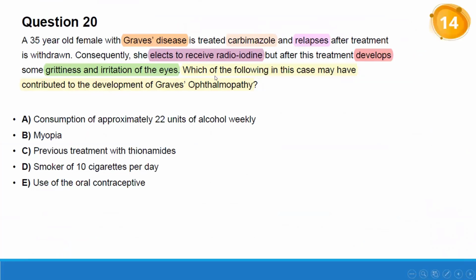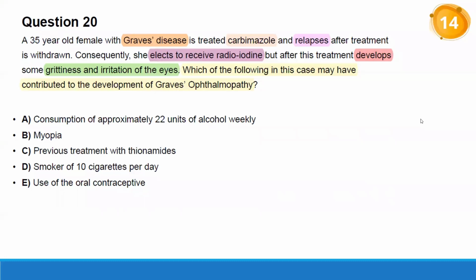And another question: which of the following in this case may have contributed to the development of Graves' orbitopathy? A patient presented with Graves' disease, treated with carbimazole, with relapse, and elected to receive radioactive iodine, but after this treatment developed some redness and irritation of the eye. Which of the following in this case may have contributed to the development or deterioration of Graves' orbitopathy? Which one? Alcohol? Myopia, previous treatment with cyanamide, smoker, oral contraceptive pills.